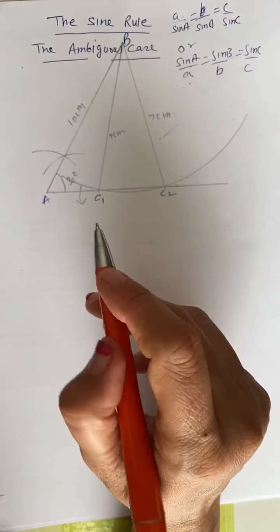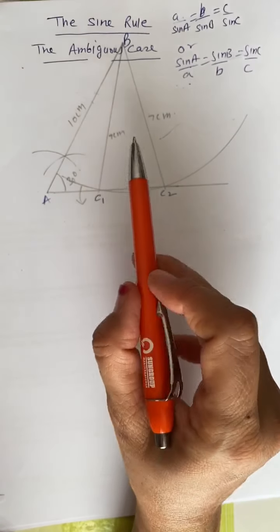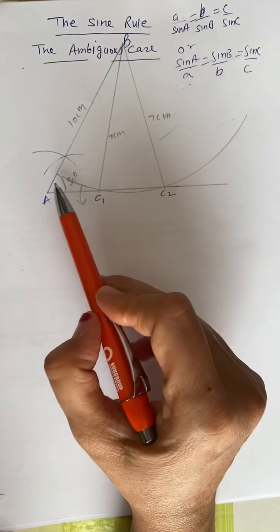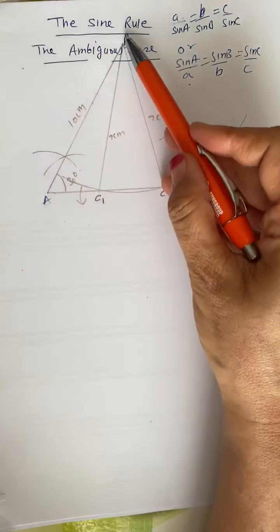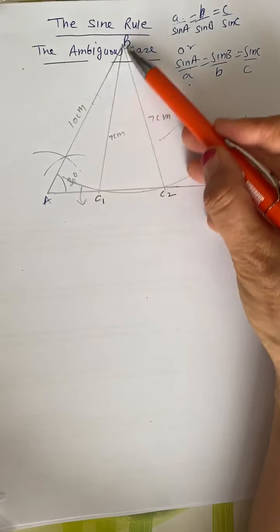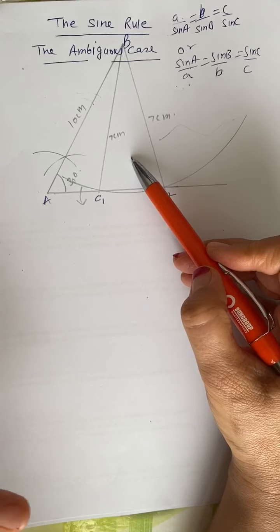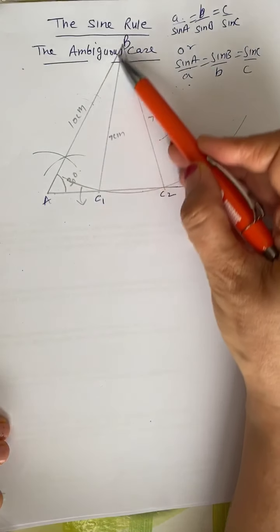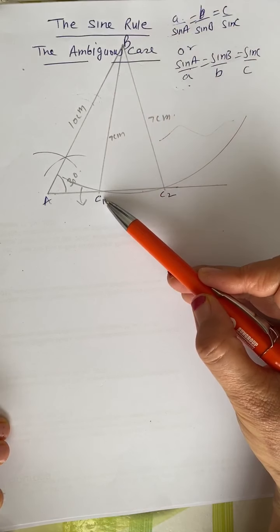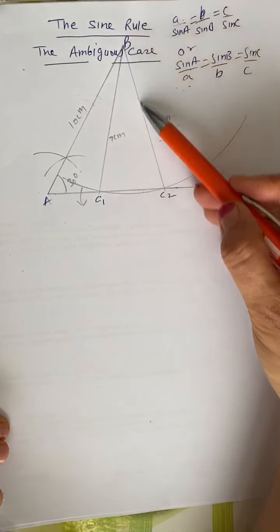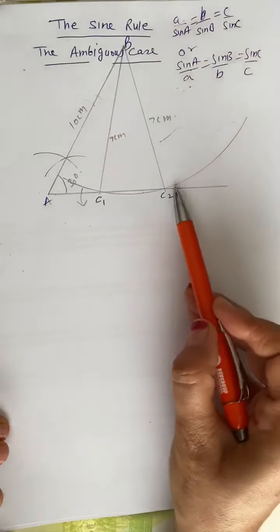So the purpose of doing this is that I wanted you to see that if you have a side length of 7 centimeters, which is opposite to 30 degrees, and another side length of 10 centimeters, then we can have two triangles in this case. One is this one, and you can go ahead and make it yourself, and you can see that this side length will be 7 centimeters, and the other possible triangle is like that.